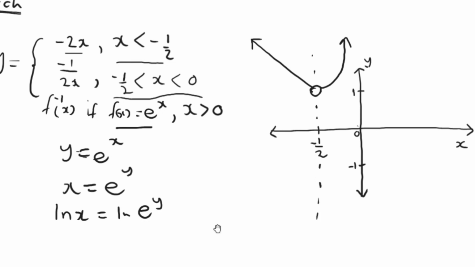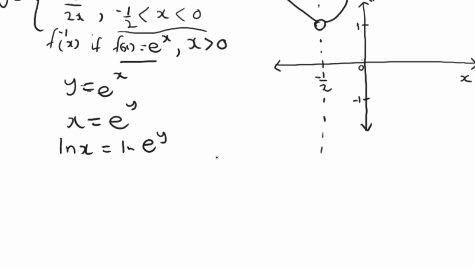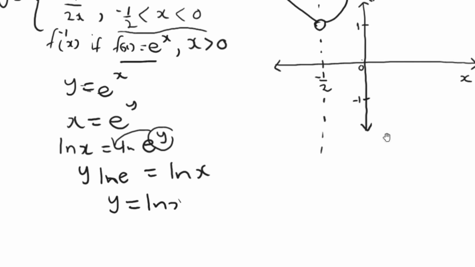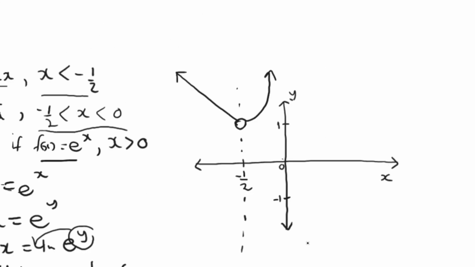The natural logarithm rules allow us to take this exponent to the front of the ln. So let me not rush it so that you can see, y ln e will be equal to ln x, that is the natural log of x. Now ln e is nothing but 1, so the resulting function is just ln x, and that is the function that we must sketch for all x values that are greater than 0.